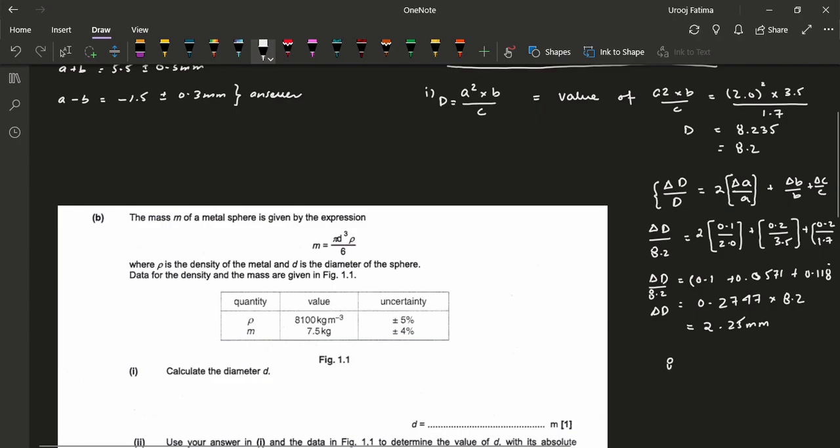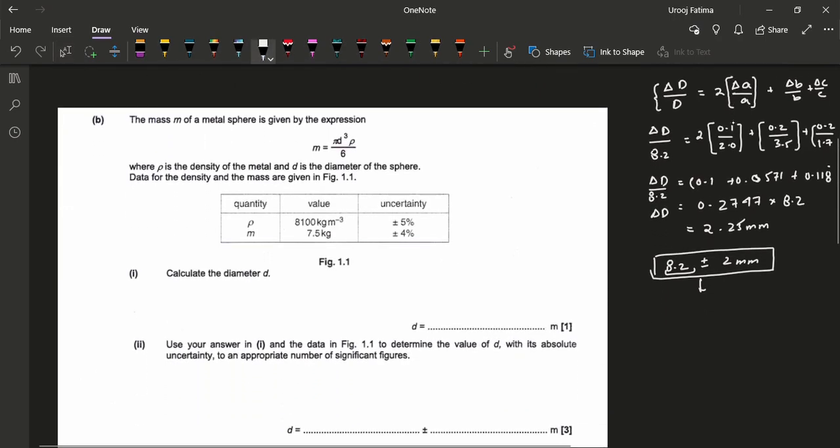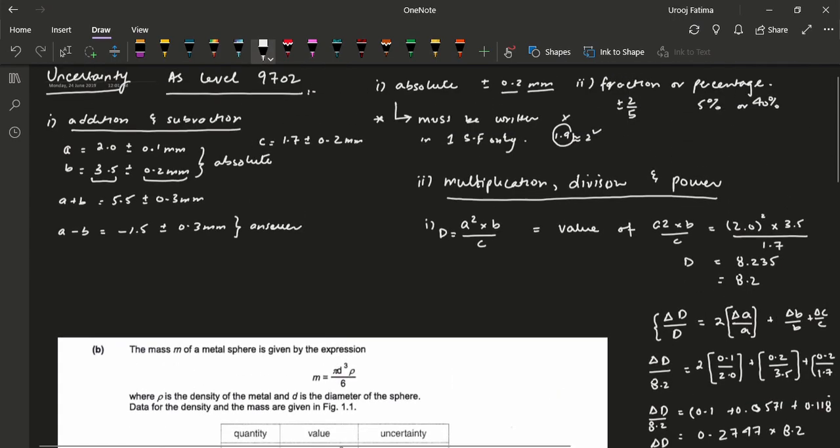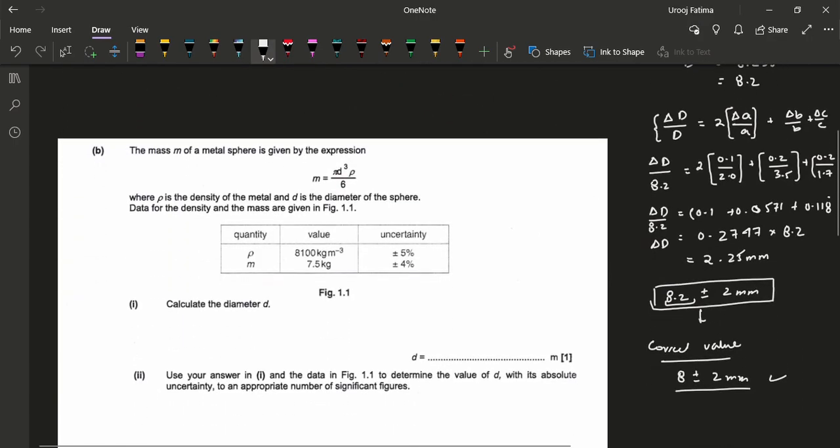Now, when I write this, I have to write 8.2, that's one decimal, and then I'm going to write my uncertainty as plus minus 2 millimeters. You also need to understand that if the uncertainty doesn't show a decimal, you must make sure that the mean value conforms to the same decimal places. So I'm going to round it off. The correct value according to the rule is 8 plus minus 2 millimeters, and that should be the answer in your answer space. So I hope it's clear.